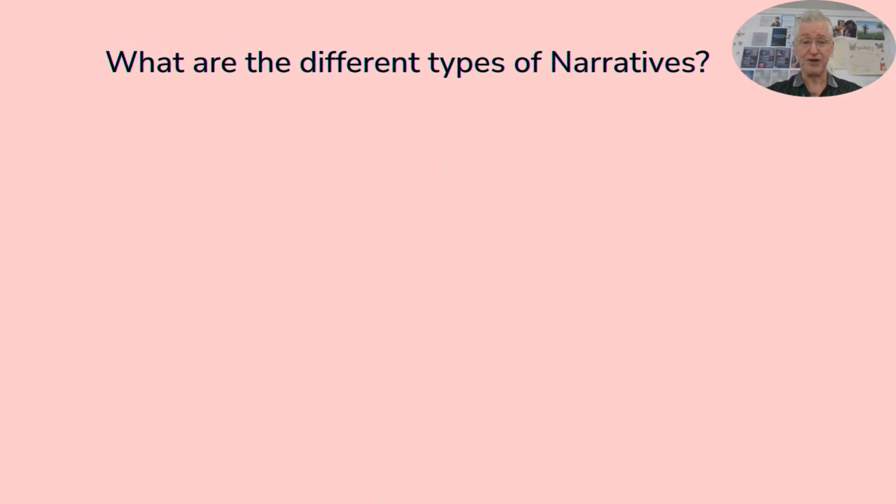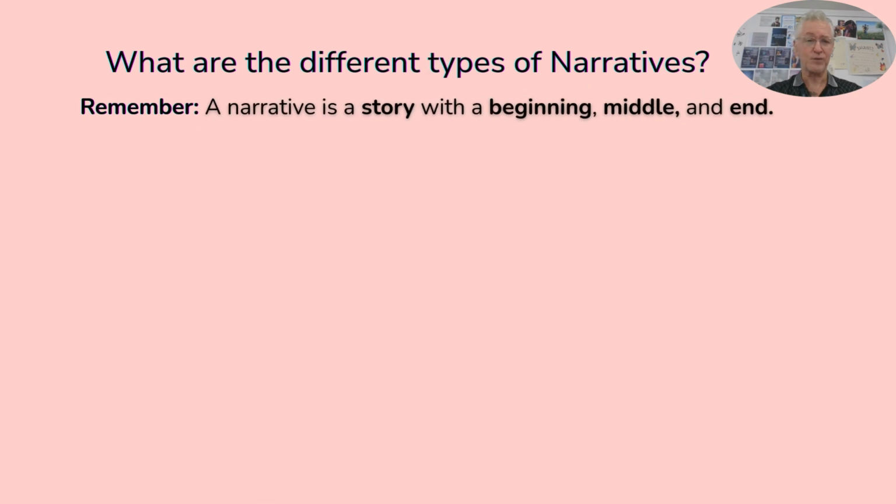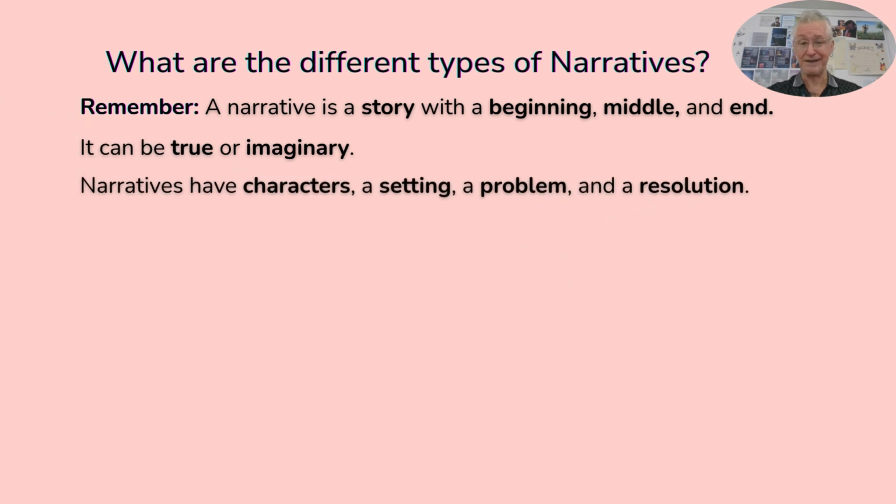What are the different types of narratives? Well, remember, a narrative is a story with a beginning, a middle, and an end. It can be true or imaginary. And narratives have characters, a setting, a problem, and a resolution.